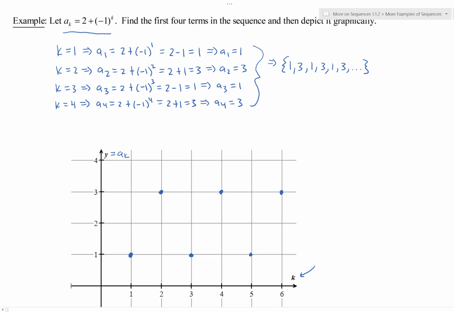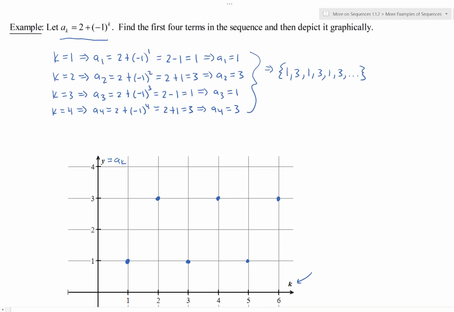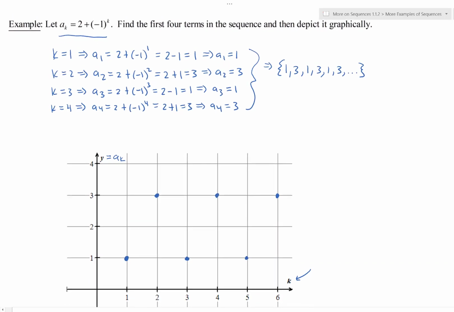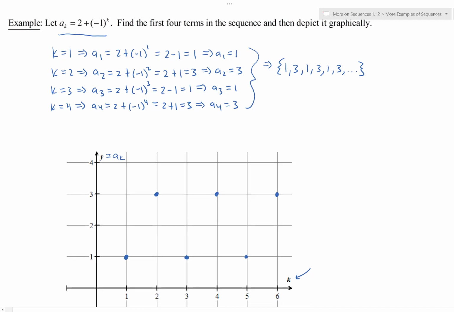We don't connect the dots because that would then mean that this a sub k is defined between the values of 1, 2, 3, and so on, but it's not. They're just defined at 1, 2, 3, and so on. That's why this graph is just a bunch of dots. In this case, 1, 3, 1, 3, 1, 3, and so on. So there's an example of finding some of the terms in a sequence given the explicit formula and then actually graphing it as well.